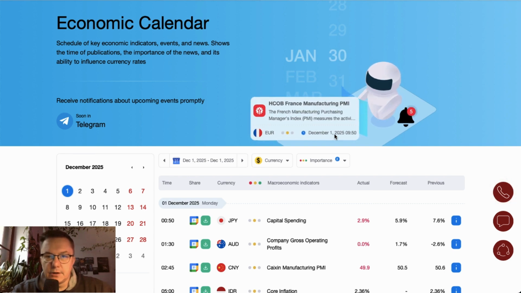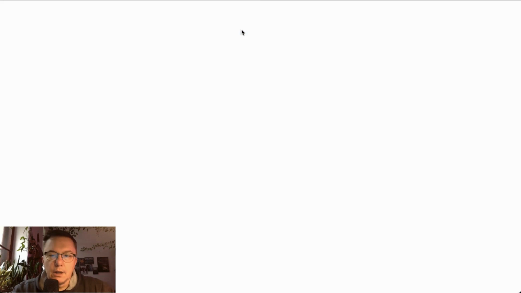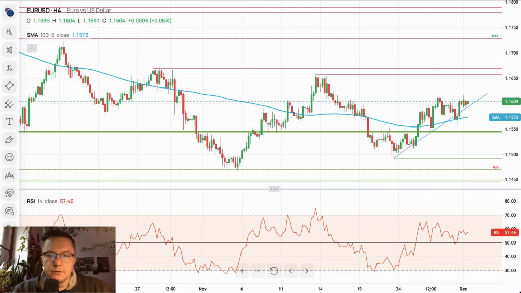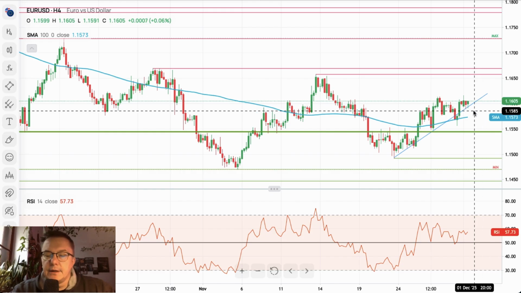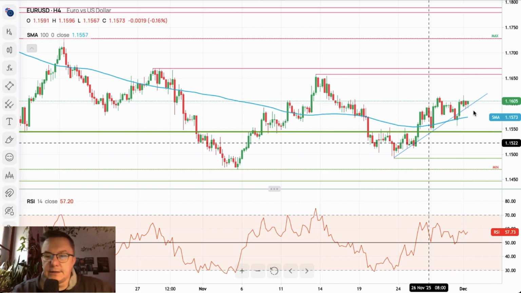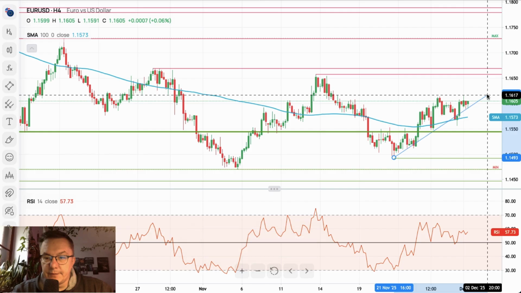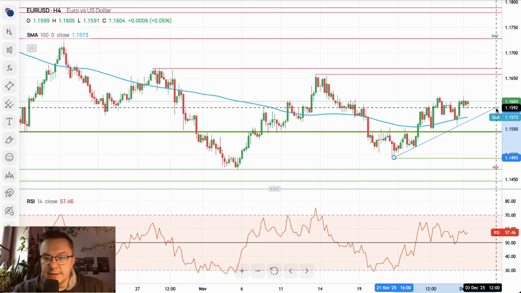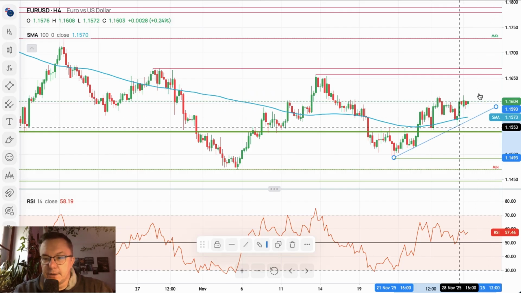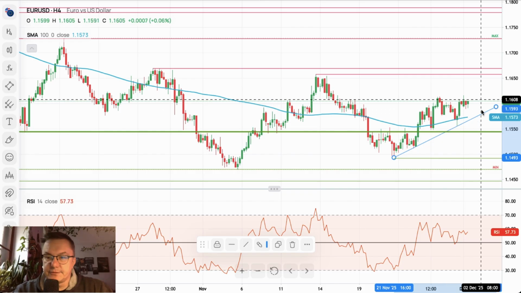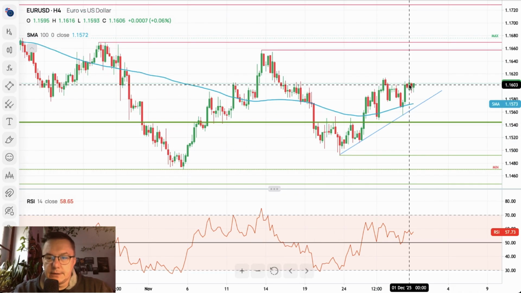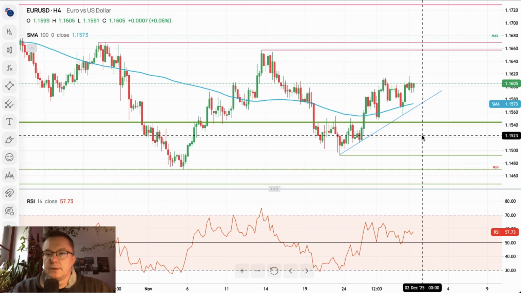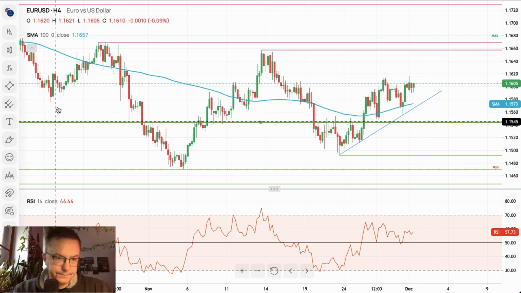We start with euro dollar. The beginning of the new trading week and last trading month of 2025, euro dollar starts with a higher note. The market keeps this movement above the trend line, as you can see. If we lower the trend line here, you can see the first bounce and the second bounce from the trend line. So it looks like the bulls are still trying to move higher.